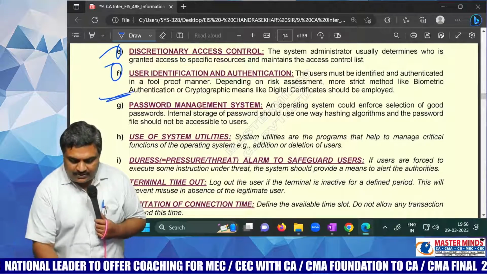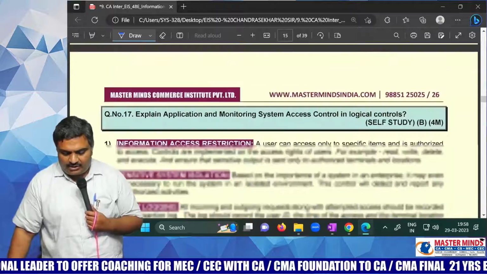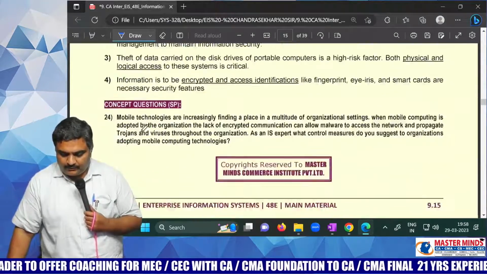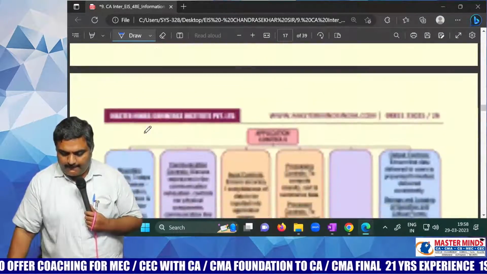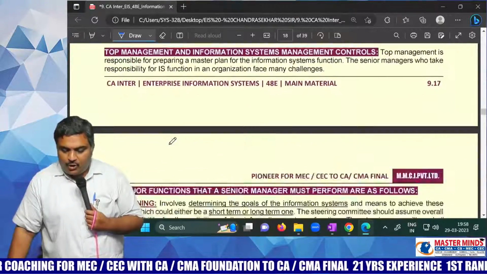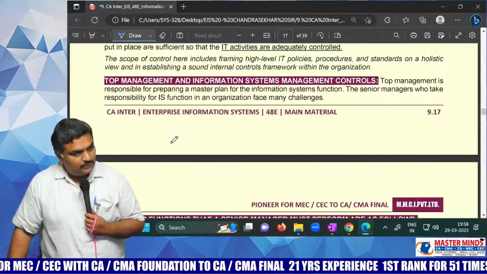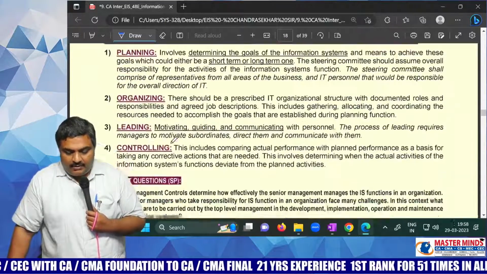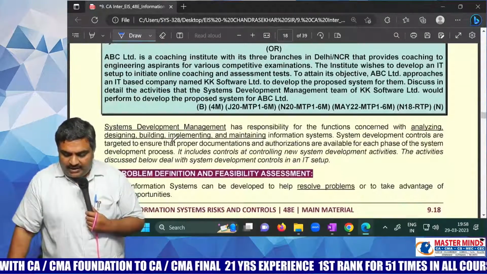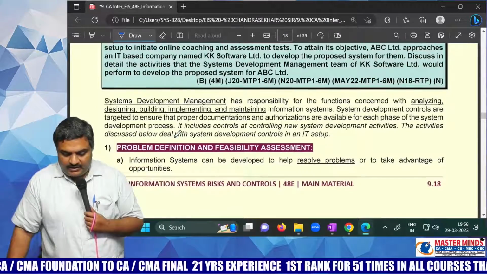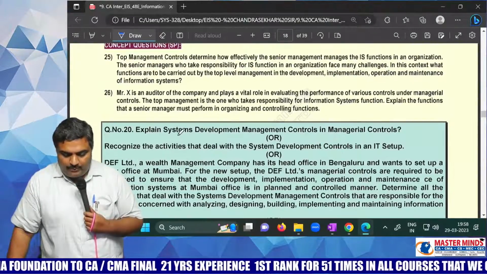So six points are more than enough in that question. Don't waste your time. Next. And don't spend your time unnecessarily on these managerial controls also. If you want to read, just read this question. This is relatively more important.